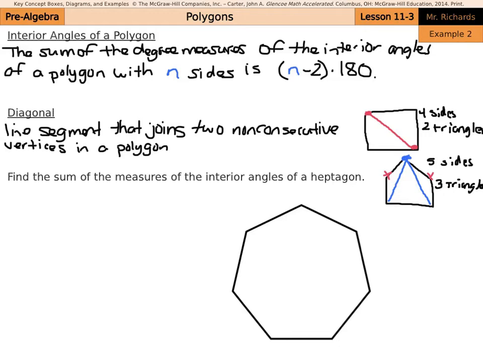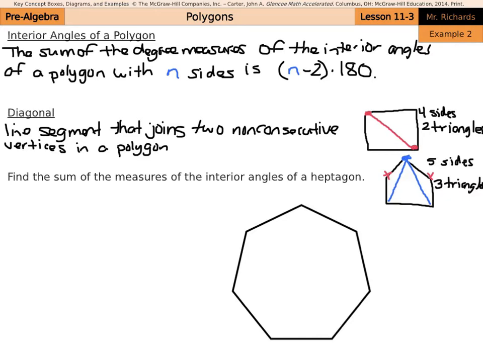Well, if we hop back up to that formula, n minus 2 times 180, remember, the sum of the angles in a triangle add up to 180 degrees. And notice, we have four sides in our quadrilateral, but two triangles. If we put that into the formula, 4 minus 2 is the two triangles times 180. For the pentagon, 5 sides minus 2 are the three triangles times 180. So basically what our formula is telling us is that the number of sides minus 2 indicates the number of triangles formed going from one vertex.